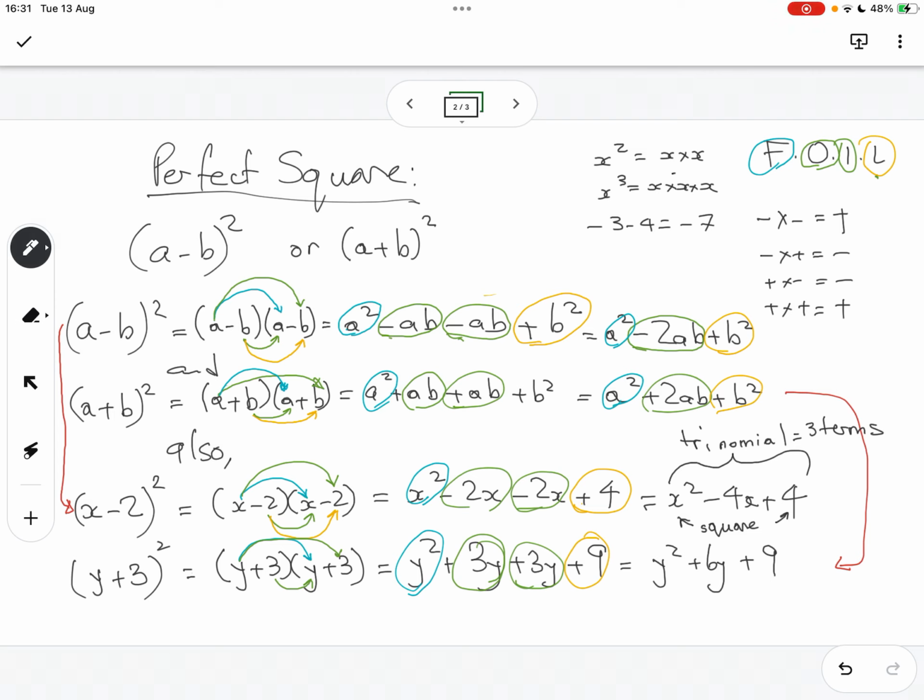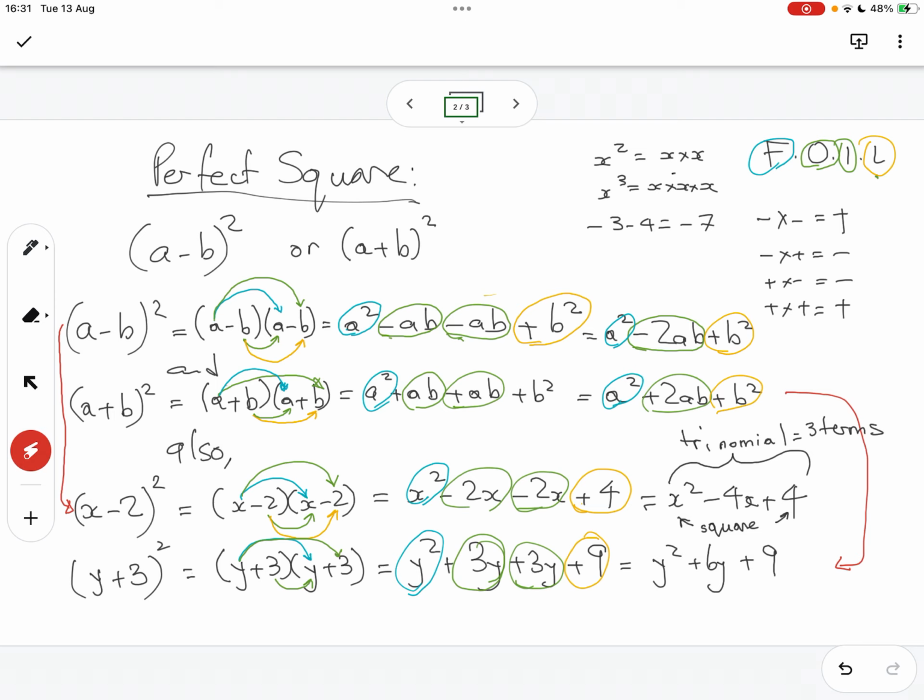Only if it's a perfect square. Carry on. The middle term is double the product of the terms inside the bracket.